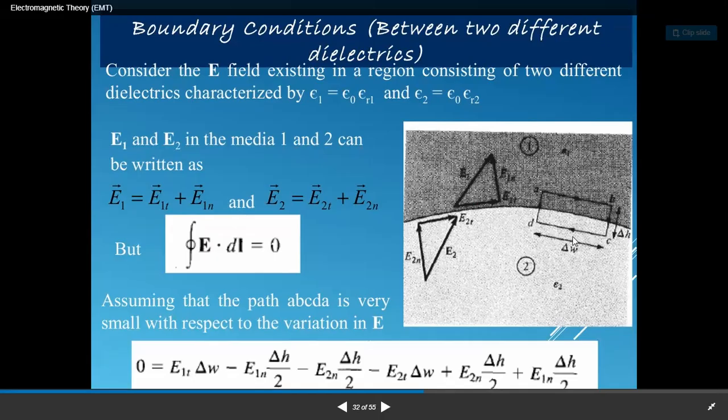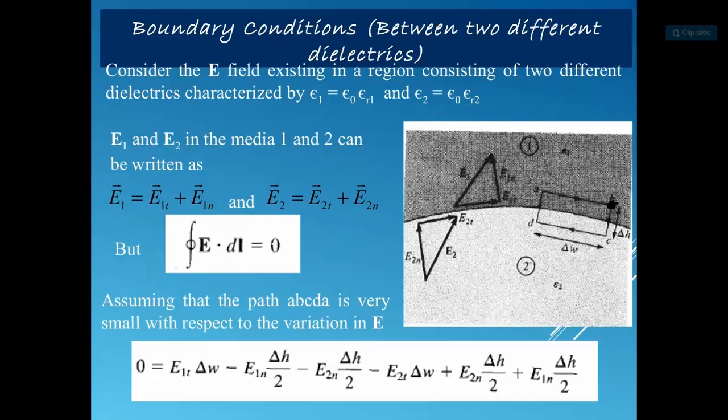So along this length there will be the tangential component. So E dot dl, where dl will be delta W, gives E1T delta W minus E1N delta H. You see the delta H. Now the surprising thing about delta H is that half of it is above and half of it is below.